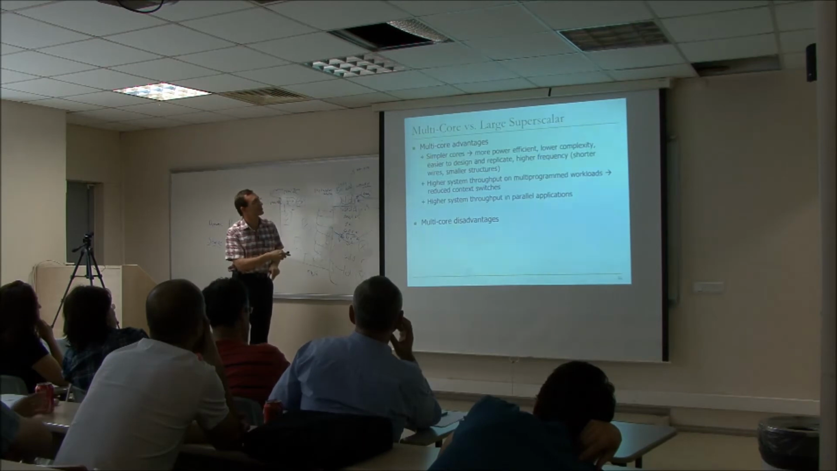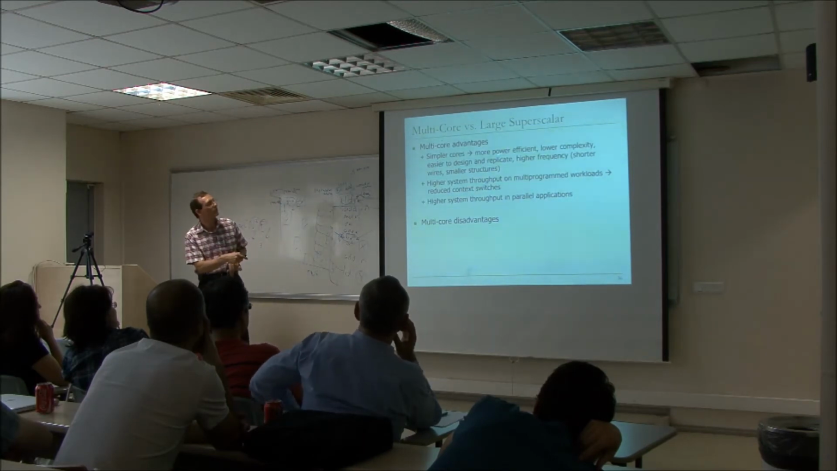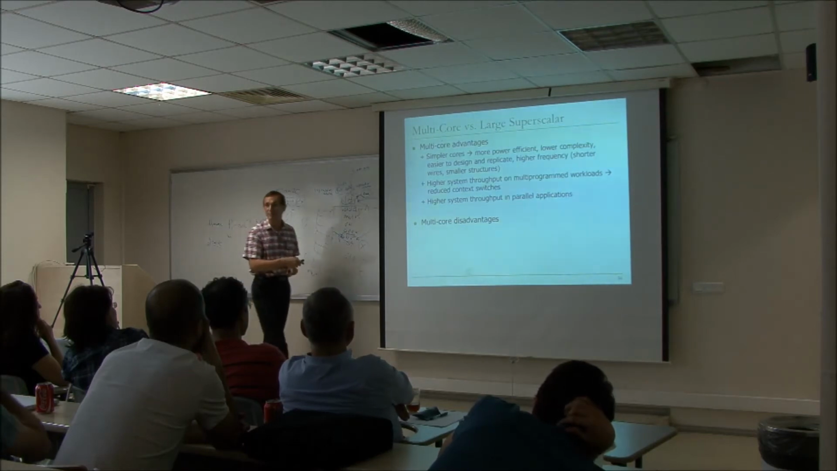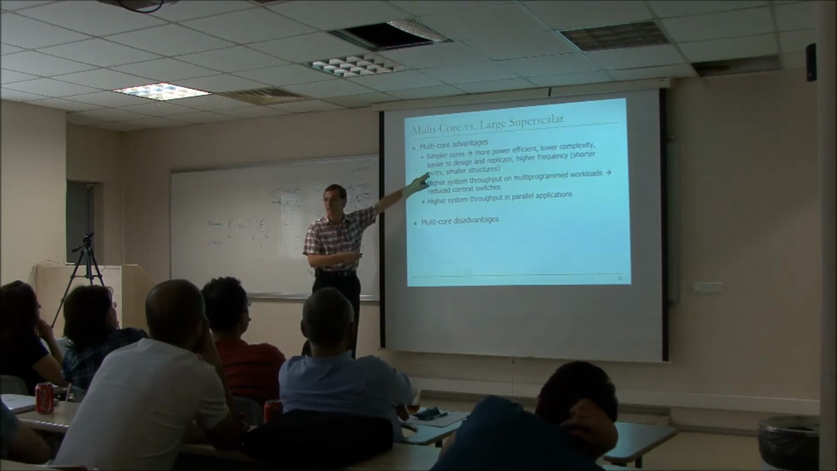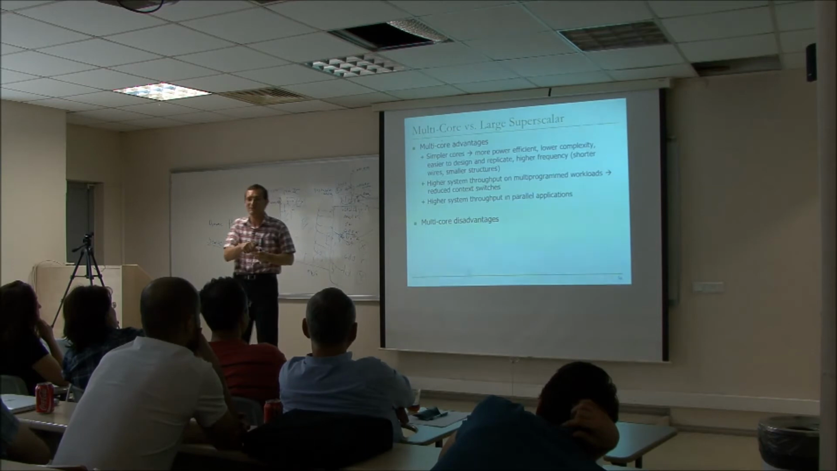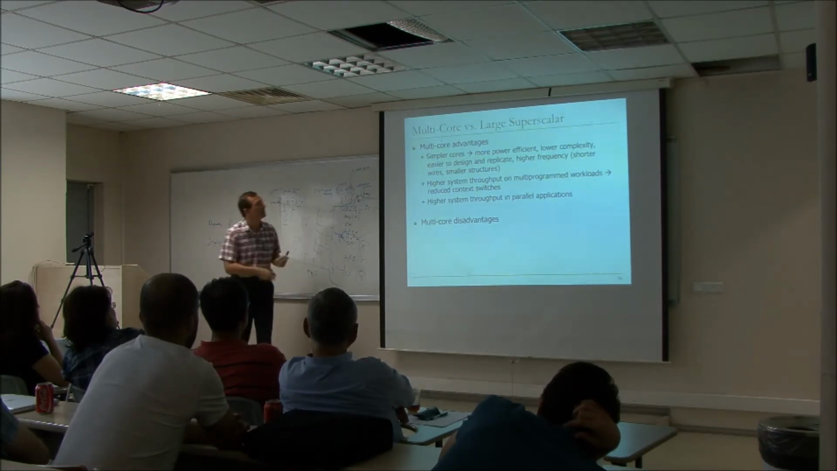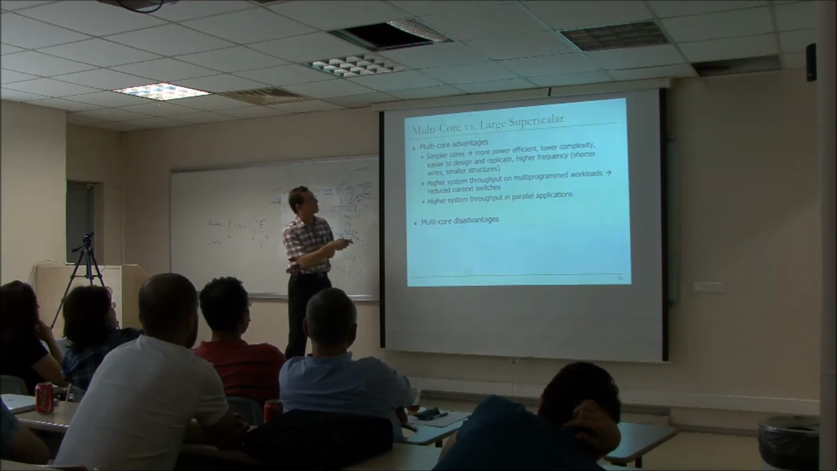The advantages of multi-cores, now you can have simpler cores, right? More power efficient, lower complexity, easier to design and replicate. And you can make them higher frequency also if you wish, because it's easier to do so. Whereas it's harder to do so when you need to do this huge content addressable memory. Because you can have shorter wires and smaller structures.